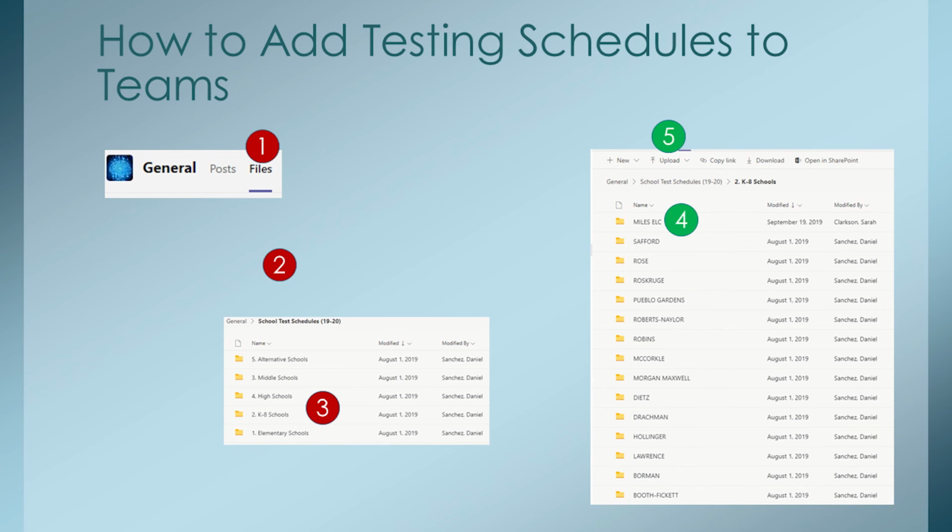To add your site's testing schedule to STC Teams, select File, then select School Test Schedules. You'll see a list of school types: elementary, middle school, K-8, high school, and alternative. Select your school type, then select your school. Once in your school's folder, you'll be able to add your schedule. There are two ways to add your schedule. You can use the drag and drop method, where you just drag the file from where it is saved into the correct folder, or you can use the upload option to browse your computer and select the file.